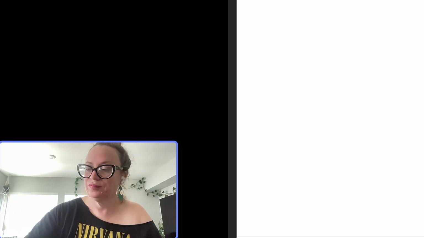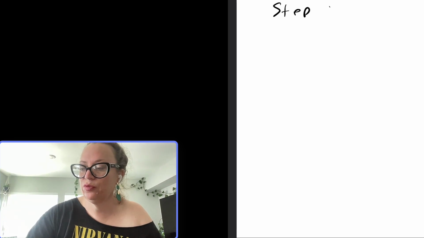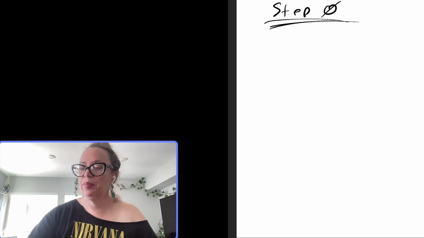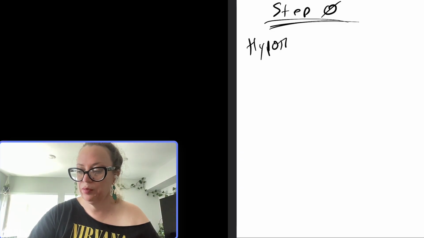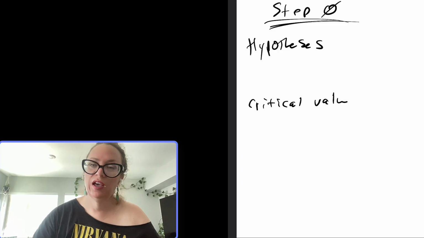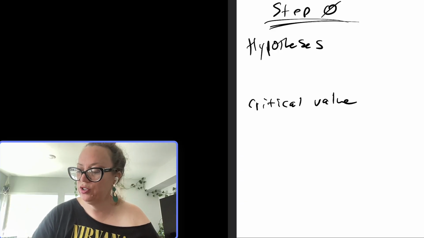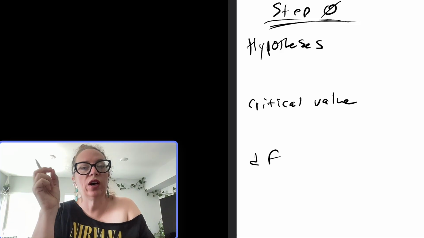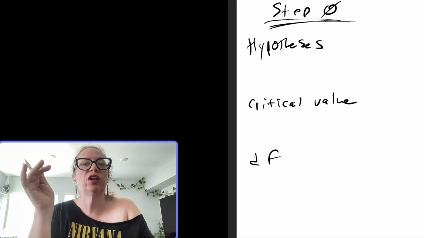Okay, so step 0. Remember, always start with step 0 every single time. Hypotheses first, critical value second, and then degrees of freedom third. Never calculate until you know what you're comparing your result to. You need the finish line before you start running.